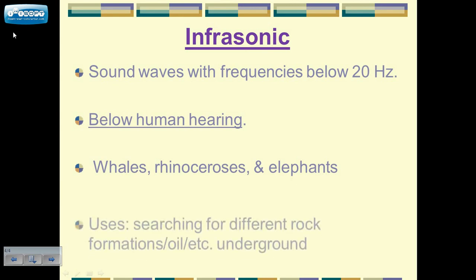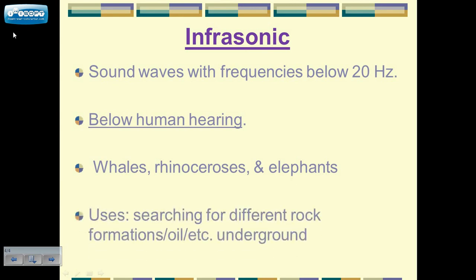Ways that we have used this, mainly in geology. So whenever you're looking for oil, whenever you're looking for different natural resource formations, coal, things like that, you'll usually send infrasonic waves into the ground. And depending on what material is underground, they'll deflect back up with different densities, and based on those densities you can determine if it's oil or coal or natural gas or anything like that. And that's it.